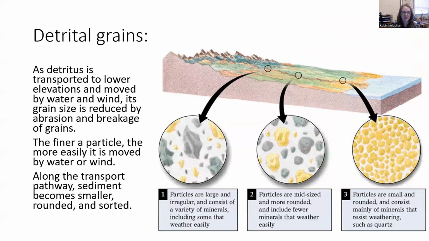And this should all be a review for you, but let's just recap. We know that as this material is transported from source to sink, from mountains to ocean, by water, by wind, by gravity, its size is reduced because it's breaking and going through abrasion as it's rolling downhill. The finer the particle, the more easily it is moved by the wind or the water, so that those finer materials get carried even farther and farther away from the source. And along this pathway, not only does the sediment get smaller, it also gets more well-rounded and more well-sorted. Right, so once again, this is why you might find a conglomerate up near the source, but a sandstone or even a mudstone down by the ocean.